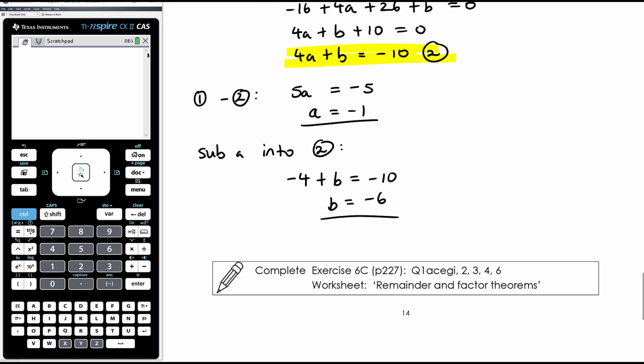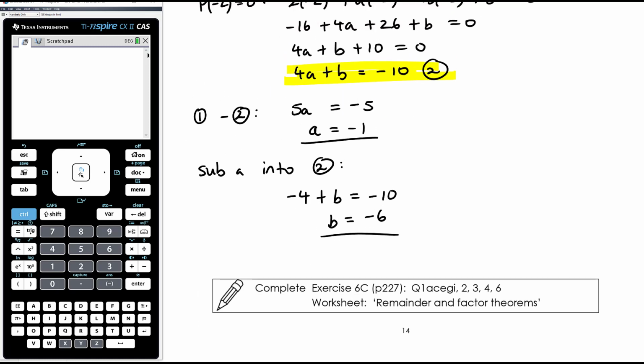Okay, so there is a mixture of questions from exercise 6C and also a short worksheet with just, I think, 4 or 5 questions in addition to that on the remainder and factor theorems.